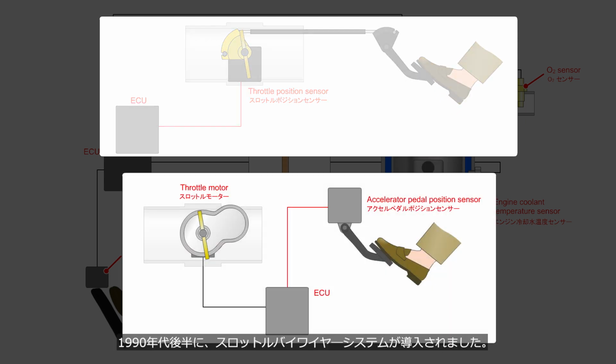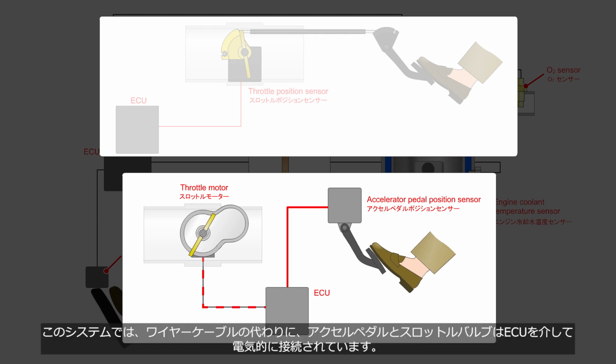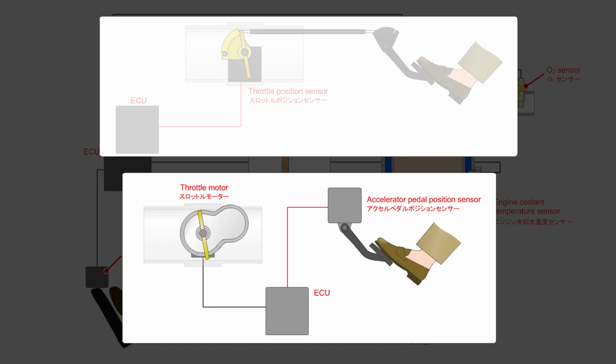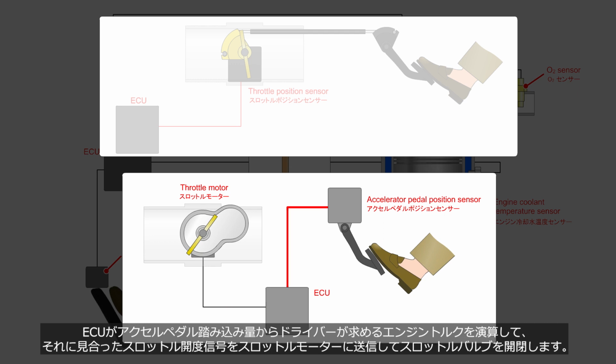In the late 1990s, the throttle-by-wire system was introduced. In this system, the accelerator pedal and throttle valve are electrically connected through the ECU, instead of a wire cable. The ECU detects the amount of accelerator pedal depression and calculates how much engine torque the driver requires, based on driving conditions. It transmits a signal to the throttle motor for controlling the opening and closing of the throttle valve.